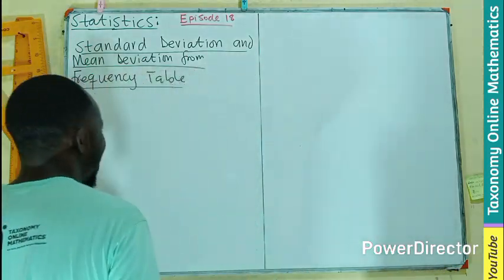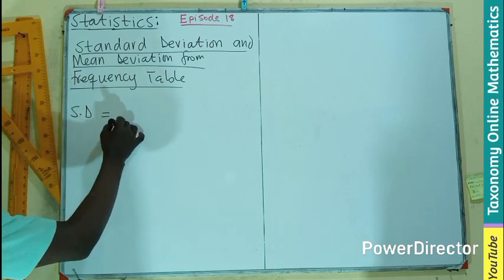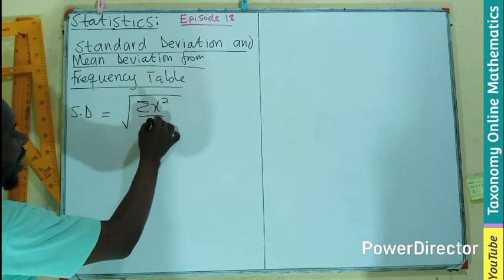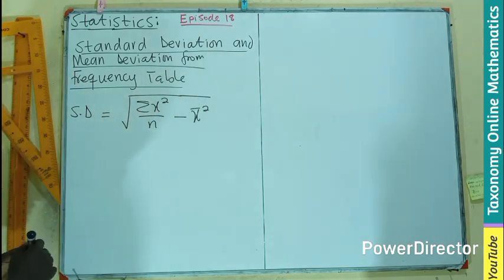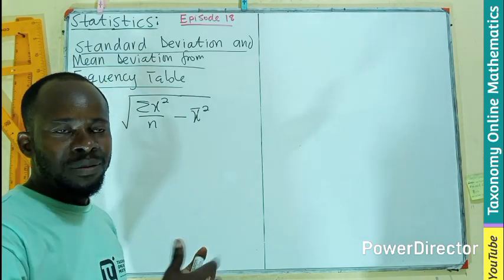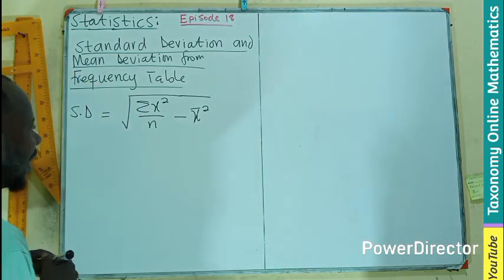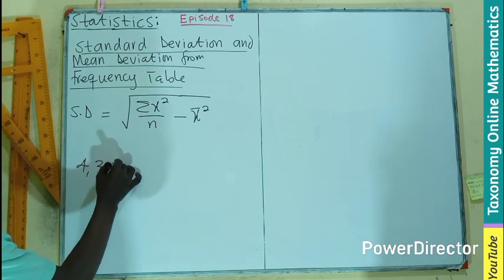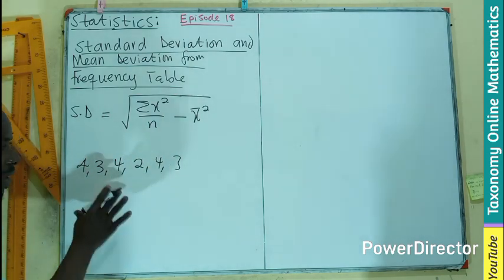Now, from episode number 8, we talked about standard deviation, and we used SD as the root of sigma x squared over n minus the mean square, all under the root. This is what we did for ungrouped data, that is, if you're given a limited number of data sets. So that is if I'm given values like 4, 3, 4, let's say 2, 4, 3.